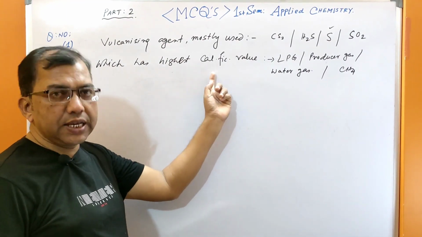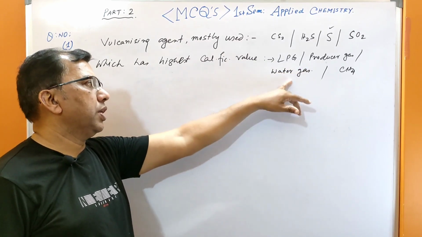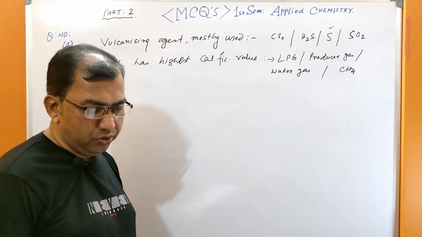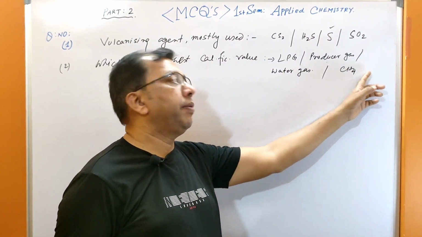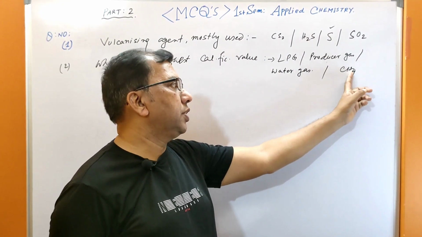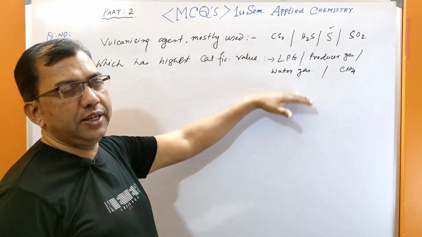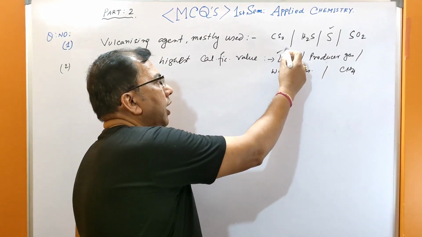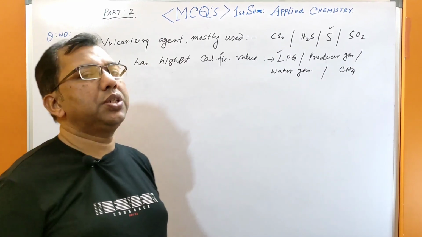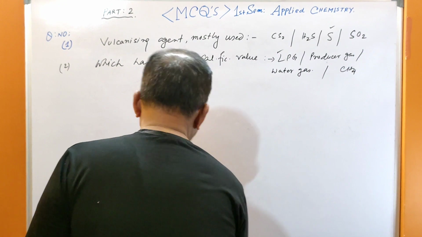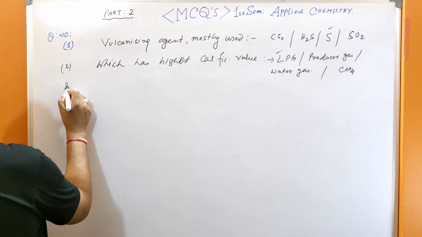Highest calorific value. The options are LPG, producer gas, water gas, and CH4. You have to find out which one. But sometimes biogas may also be written there. So you have to remember that LPG has the highest calorific value here. It will be LPG. Write it in your copy, note it down. It is very important for your semester exam. Okay, I will discuss just the most important questions, and at last I will also give some questions.